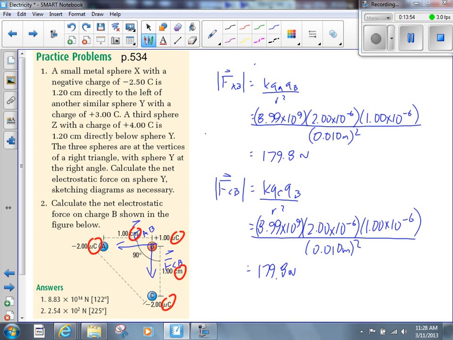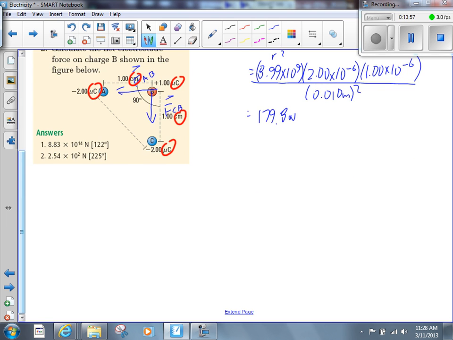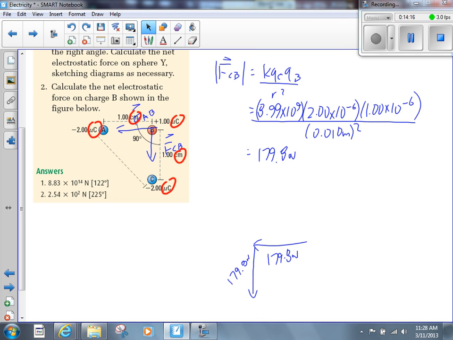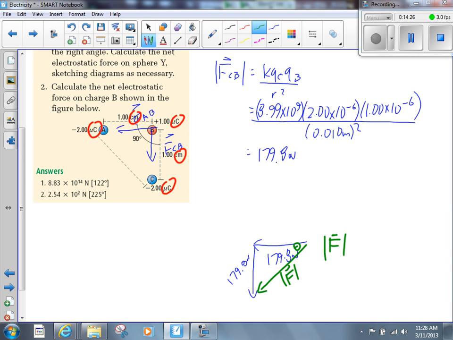Now that we've got both forces, now we've got to change that free body diagram into a vector diagram. The vector diagram is always drawn head to tail or front to back. 179.8 newtons to the left, and then we have 179.8 newtons down. The resultant vector, which is really the force that we're looking for here, is the hypotenuse there. And then, of course, the angle is drawn from the start right here. We're going to calculate the force using the Pythagorean theorem. We end up getting 2.54 times 10 to the 2 newtons.